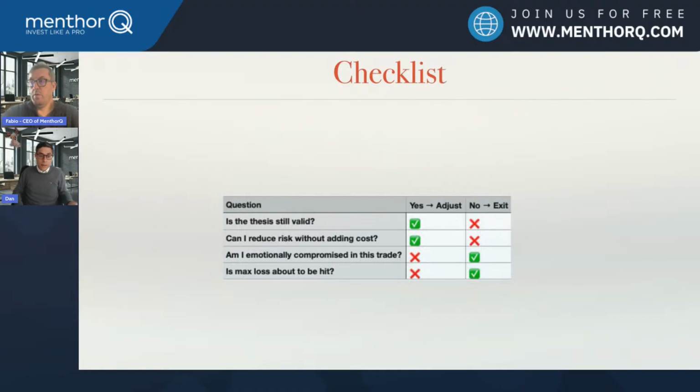Another question is, can I reduce the risk without adding more cost? If not, the best thing is to exit. You constantly think about NVIDIA, when it is coming back. You look at all the machines you have at home with NVIDIA chips, and you're dreaming of NVIDIA being back at 150. Take a week off, take a year off. I don't know. You're doing something wrong.